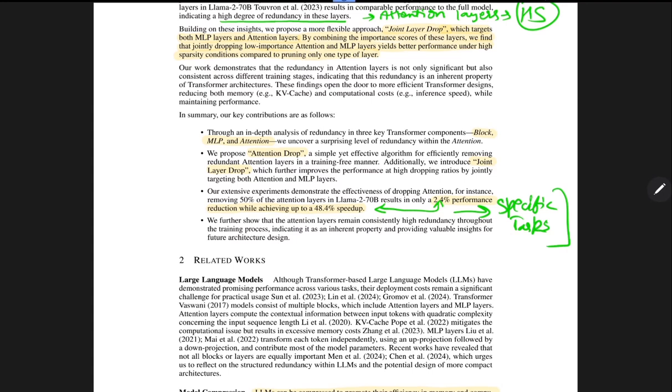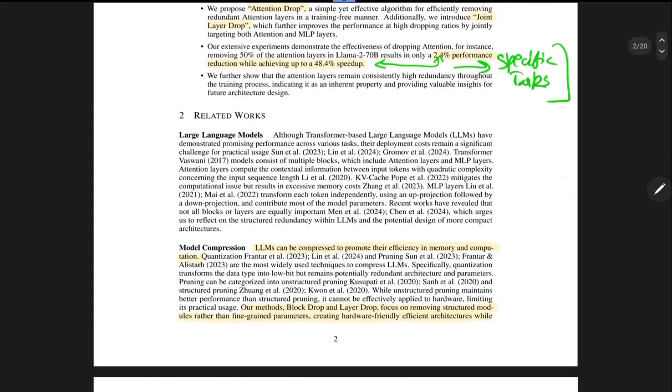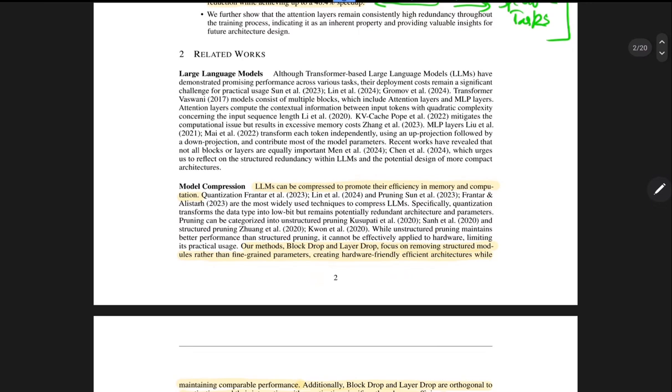So yeah, it works. Now we are going to go to the related work, which they cover under model compression. We already know about this. We have already talked about pruning and quantization, and I think they have mentioned all these things here. LLMs can be compressed to promote their efficiency in memory and computation.